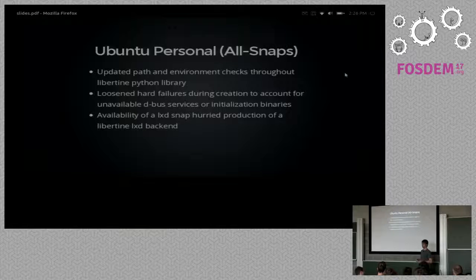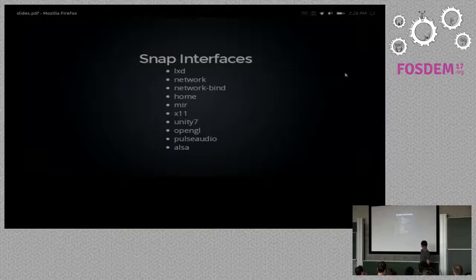Snaps also encouraged us to hurry the production of our Libertine container backend because there's a libc snap available that we can use. In order to access resources in snaps, you have to connect to the interfaces, and we connect to quite a few. This is a short list of what we currently use: LXD, obviously, network and network-bind to connect the sockets to the network, home to connect to the users' home directories, and all the rest of your standard graphics.